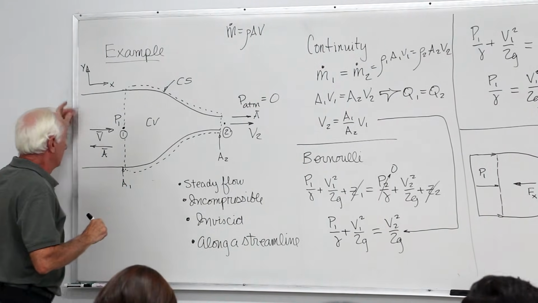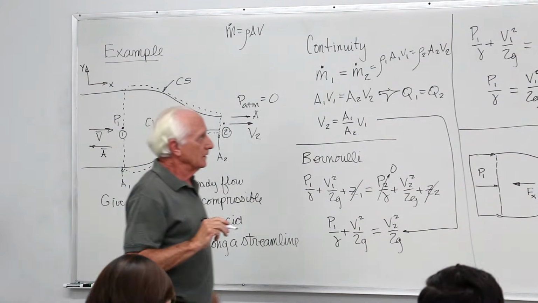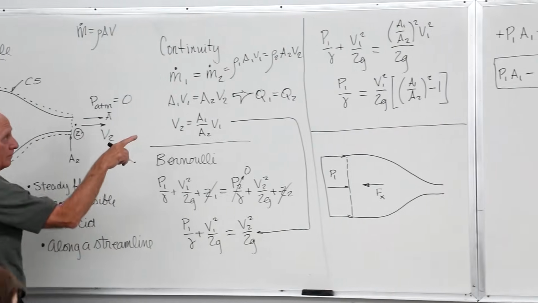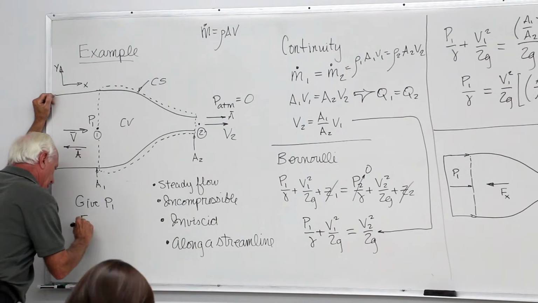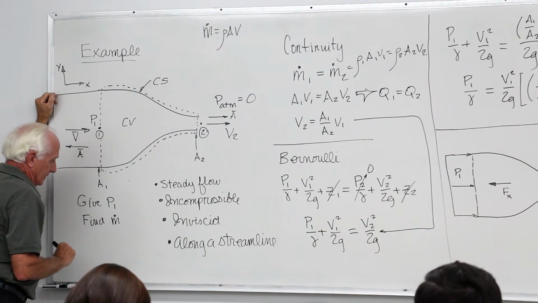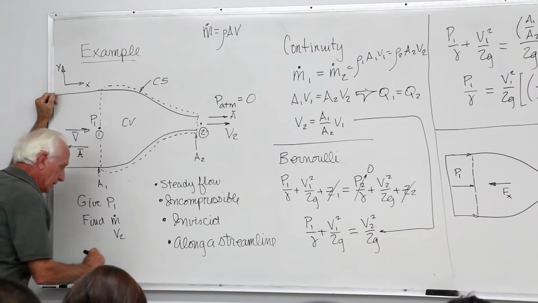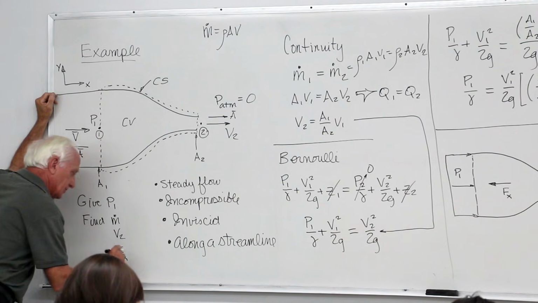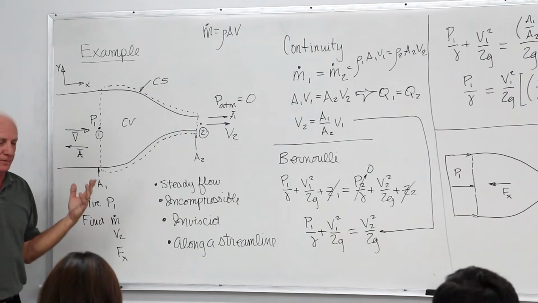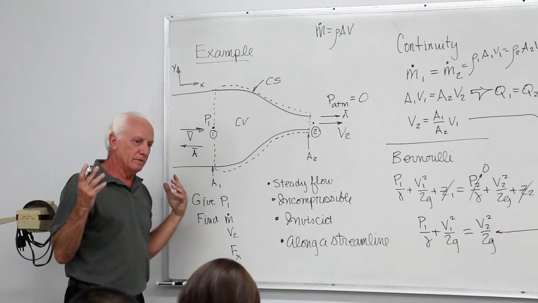Now, give P1. Okay, give P1. Find m dot. Find V2. Find the force required in the x direction to hold that fitting in place. I just picked those three. I could say find the flow rate Q2, find V1, find Fx.